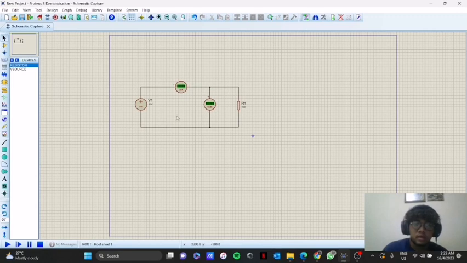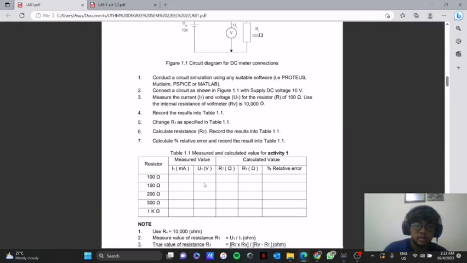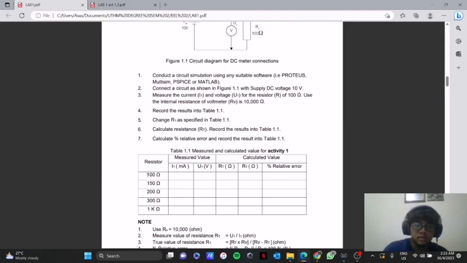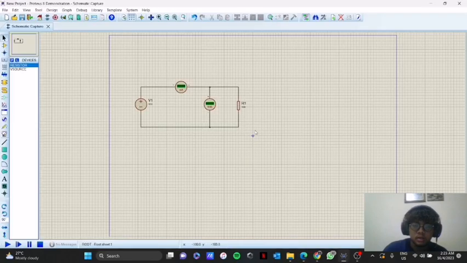simulation software. As we can see on the lab sheet, the resistor is set to values of 100, 150, 200 until 1k. This one is 100 ohm, and then we run the circuit.